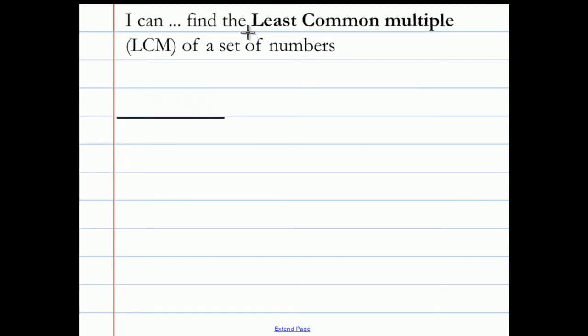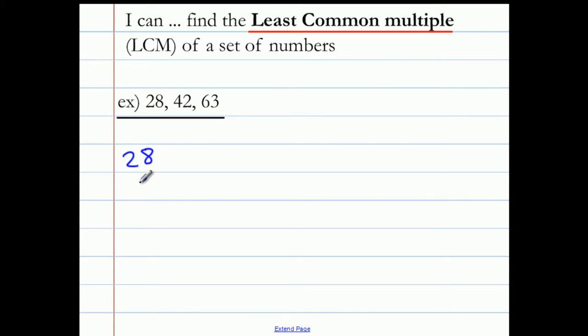You need to be able to find the least common multiple of a set of numbers. The least common multiple is the smallest number that a set of numbers can fit into. Let's take a look at an example. 28, 42, and 63. If we were to find the smallest number that this set of numbers can fit into, the best strategy is probably to start by finding the prime factorizations of each of these numbers.